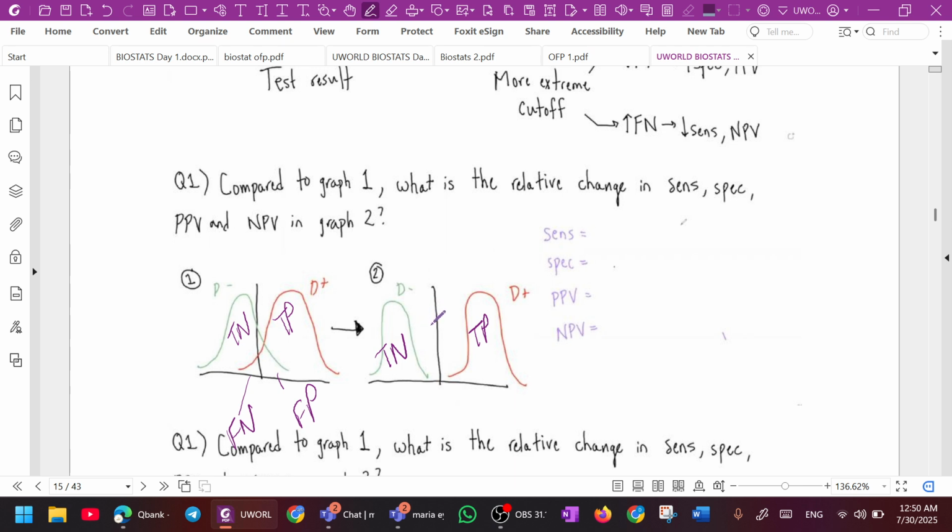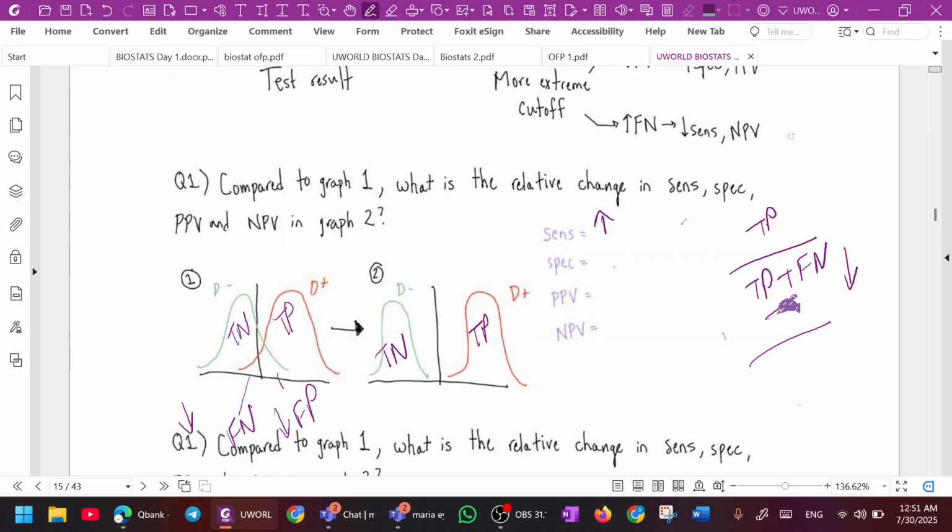Now they are separating, isn't it? So there is only true negative and true positive. So false positive and false negative are going down. If we look at the sensitivity, true positive divided by true positive plus false negative, as false negative is going down, sensitivity is going up.